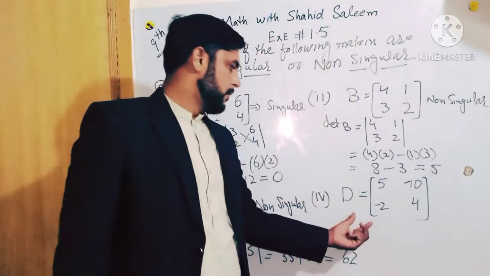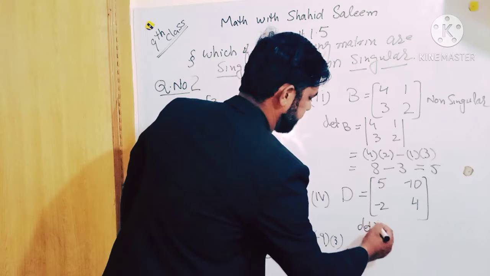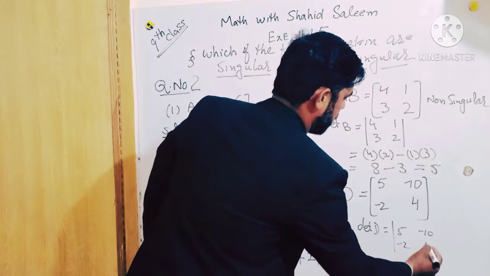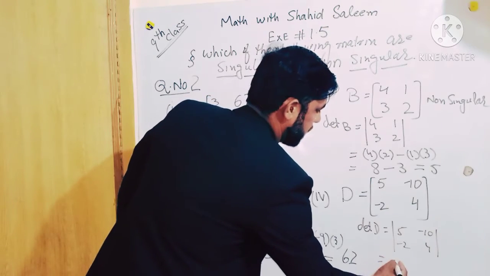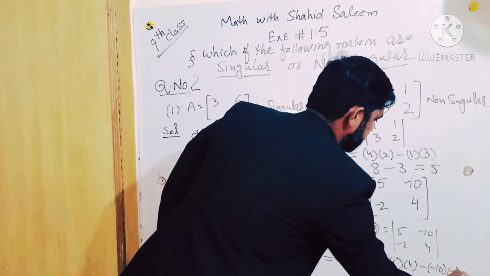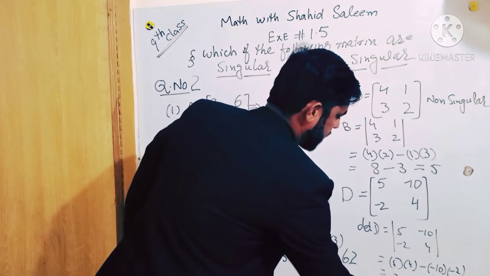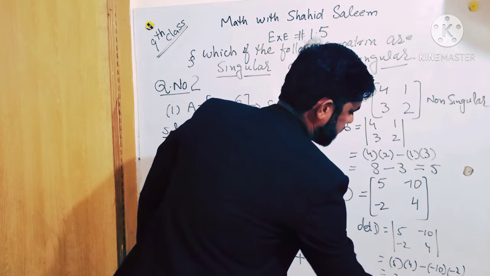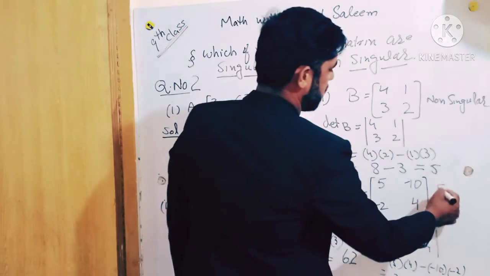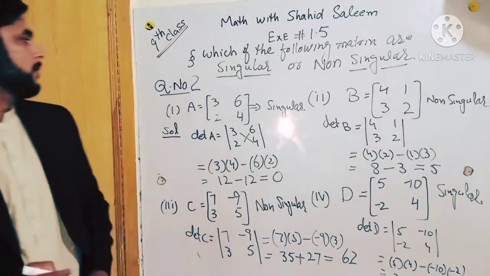We have the last part of this question, D. We find determinant of D: 5, -10, -2, 4. 5 into 4 minus -10 into -2 equal to 5 4s are 20 minus plus 20 equal to 0. So D matrix is also singular, which is the result of the question number 2.